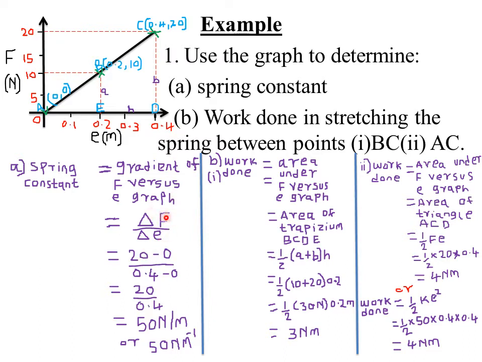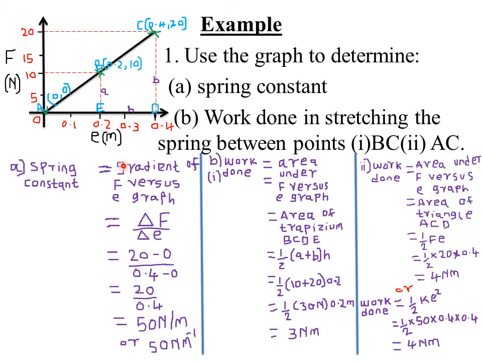it will be change in force divided by change in extension. To find my change in force, I will take the value of force for point C, which is 20, then I subtract the value of force for point A, which is 0, because at this point no weight is attached and therefore no force is being applied on the spring, and therefore the extension is also 0. So the change in Y, which is the change in force, is 20 minus 0.